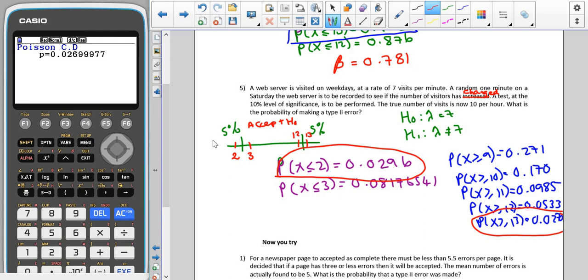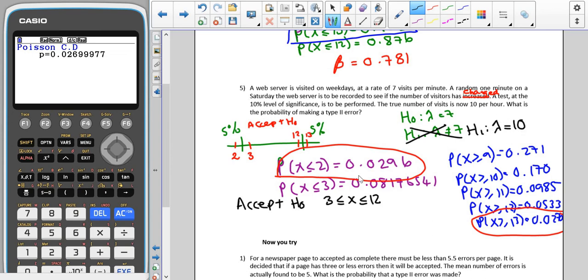And because I've done it nicely on my number line here, I can then write down straight away that I am accepting H0 when 3 is less than or equal to x is less than or equal to 12. And then in the same way as we did before, we can replace our H1 with the actual constant average rate that we found, which was 10.